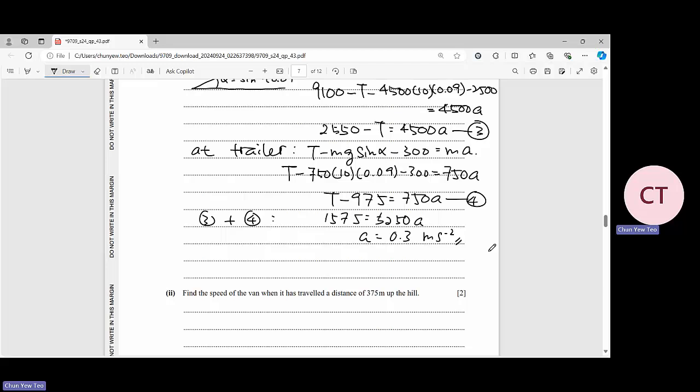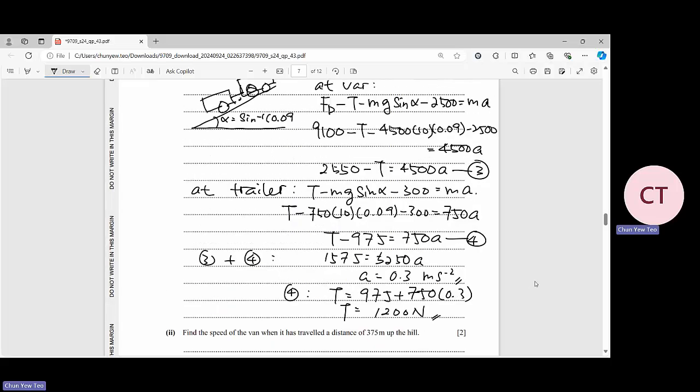Okay, so once you found the acceleration, to find the T, just use equation number 4. Your T is equal to 975 plus 750 multiplied by A. Press the calculator and you'll get the answer T as 1200 Newton. Done. This will be the answer for question number 5A.